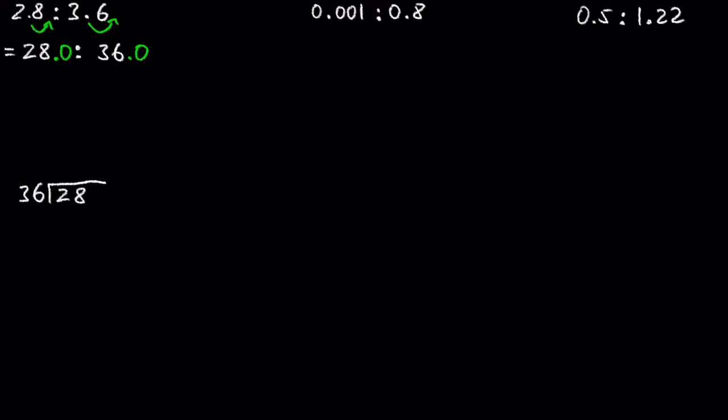The 36 goes into 28 0 times. 0 times 36 is 0. Subtract the 0 from 28 and we get 28. Bring down the 0 and put the decimal point. How many times does the 36 go into 280? Let's make a list quickly. Feel free to pause the video, grab some paper and a pen and make your list without a calculator. This is a very good exercise that you'll benefit from.